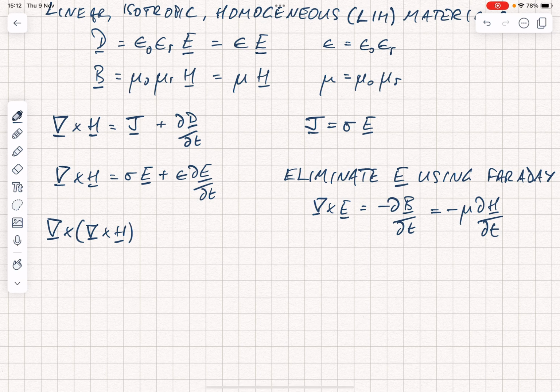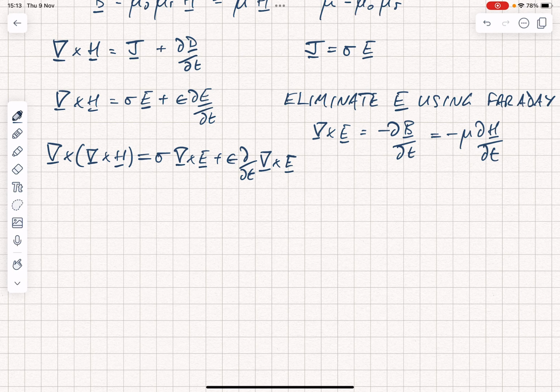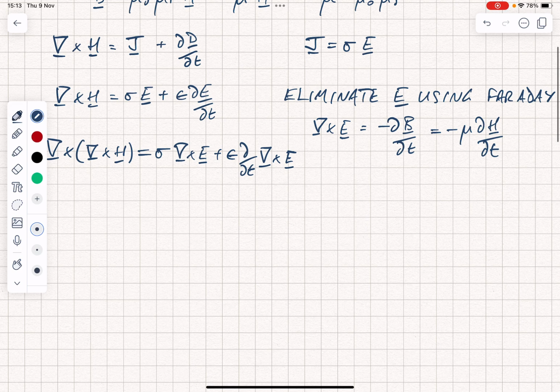H, and notice that the order of brackets here is important. I've kept the brackets around curl H because that's a vector. You cannot just change those around. And that's equal to sigma times the curl of E plus epsilon d by dt curl E. We've changed the order of differentiation on E, and unless we're in a very, very unusual situation, that is perfectly acceptable.